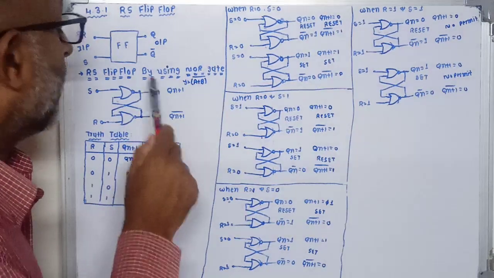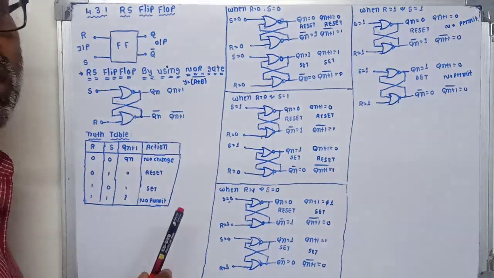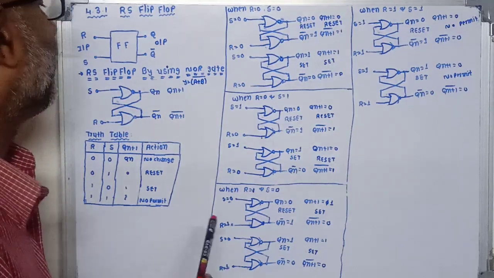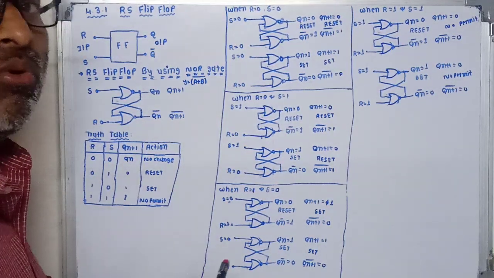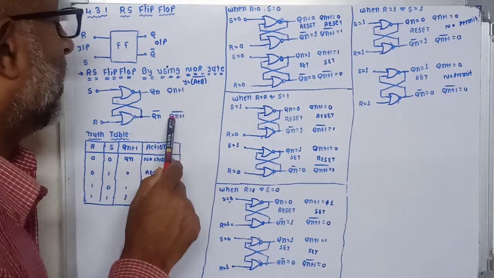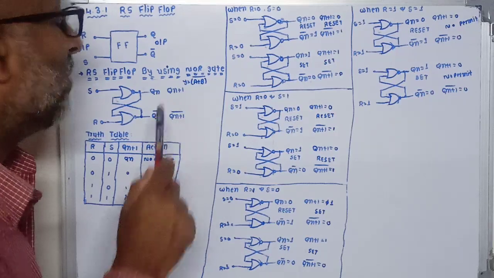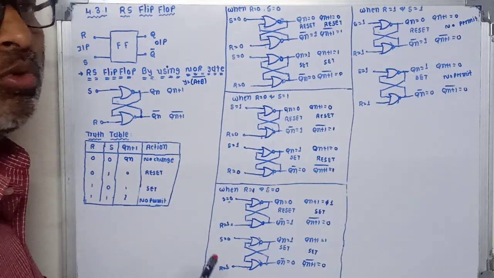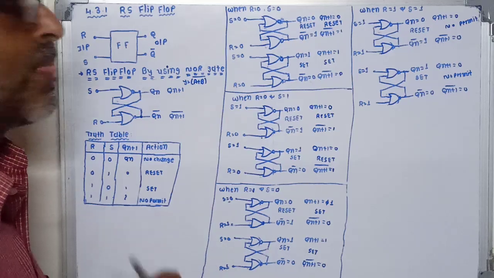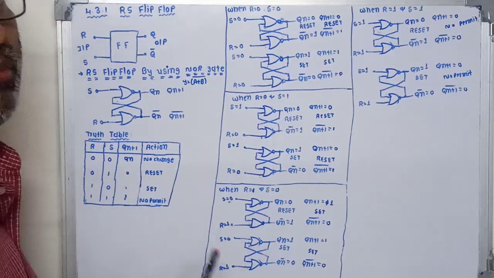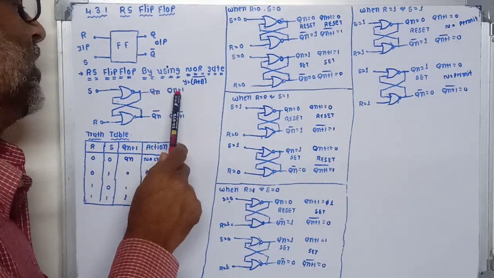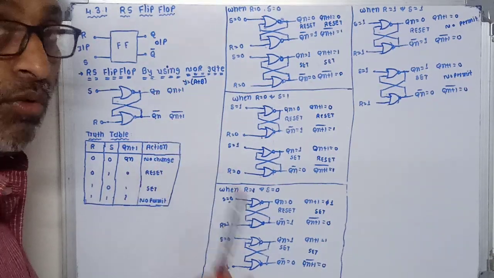So here Qn and Qn bar are the output condition, or output state, of the RS flip-flop before applying any inputs, whereas Qn plus 1 and Qn plus 1 bar are the output condition of the flip-flop after applying the input. So it is most important. Do you understand the difference between Qn and Qn plus 1?